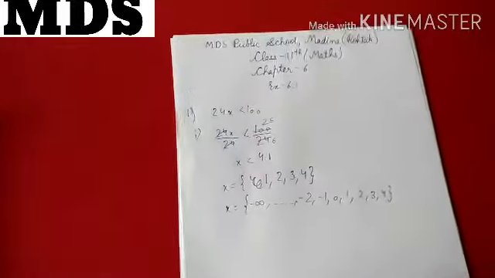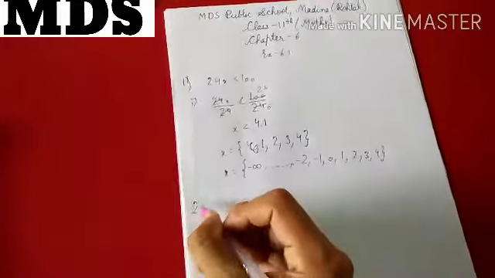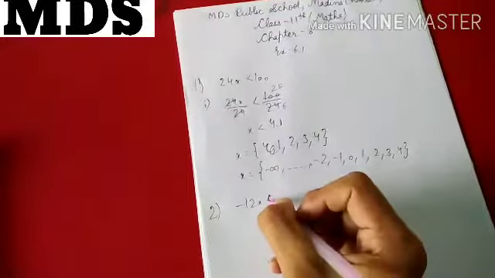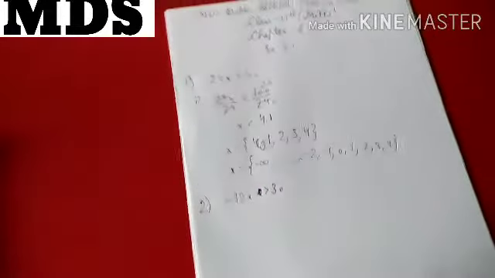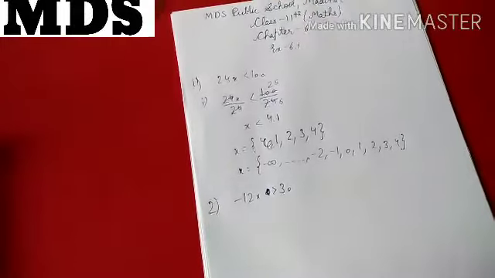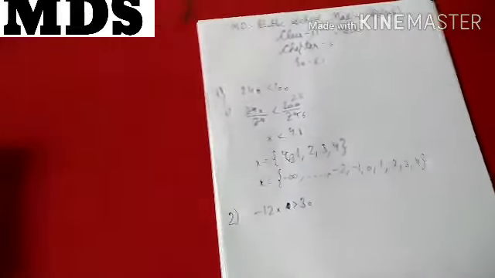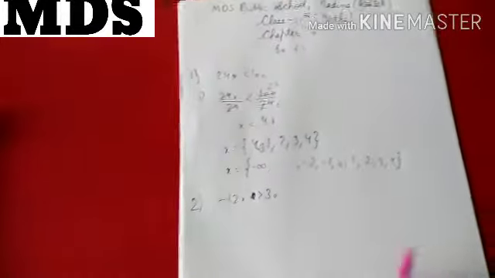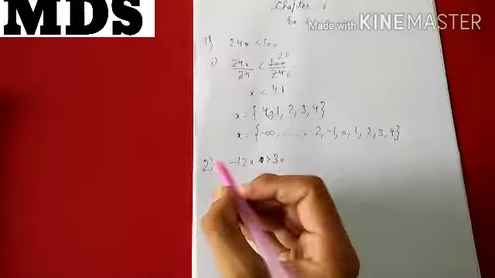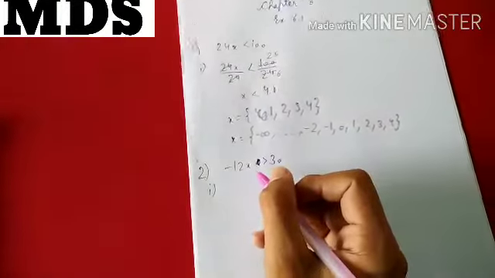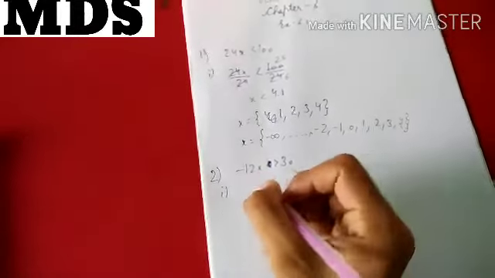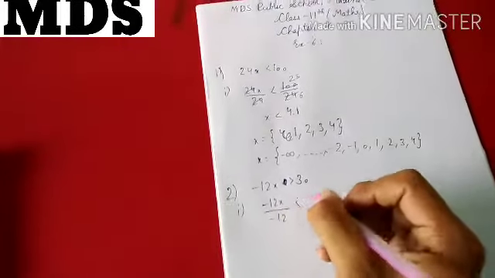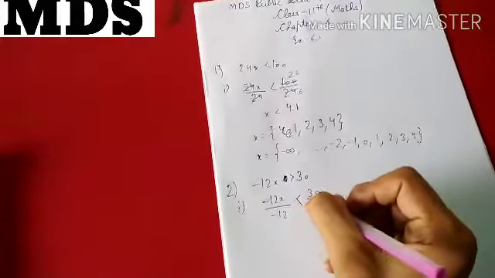Now second question. Second, they are given minus 12x greater than 30. Minus 12x should be greater than 30. In this case also you have to solve when x is integer and x is a natural number. So first of all, when x is a natural number, now we will divide this by minus 12. Minus 12x by minus 12 less than 30 by minus 12.